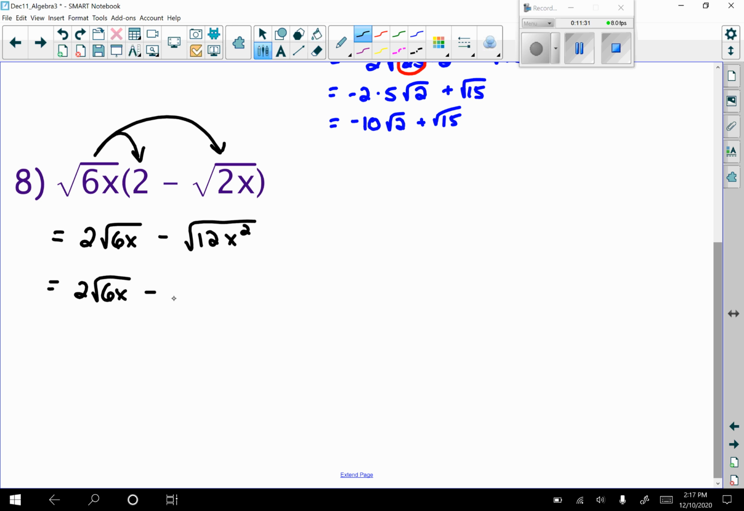But now this second radical I can simplify. The 12 becomes 4 times 3, and I'm going to leave x squared alone. Circle the 4, circle the x squared. Those are going to come out. We have 2 radical 6x minus, we'll get a 2. Square root of x squared is x, and then radical 3.